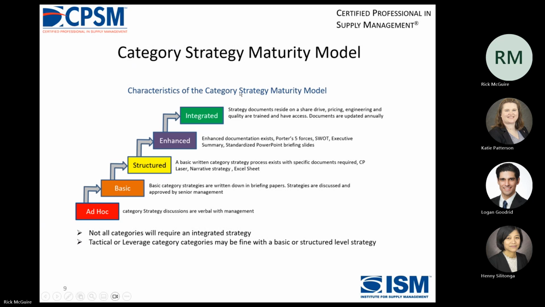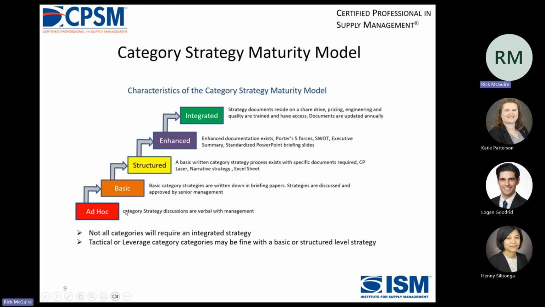So this is a maturity model. It's used a lot in software. But when we apply it to a category strategy, the bottom is ad hoc. This is discussions with your AD on what the strategy should be. And at the top is integrated. So the strategy documents would reside on a shared drive with engineering and quality, and everybody's looking at them and everybody follows them. So in between, there's a few steps.